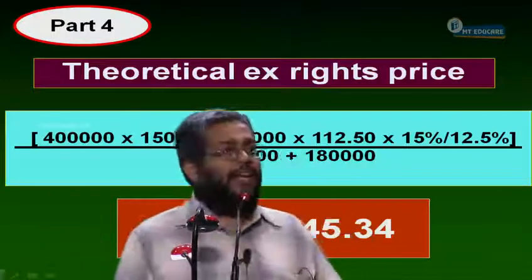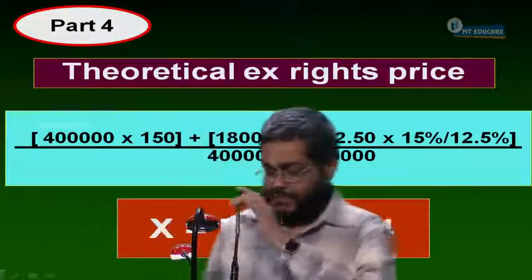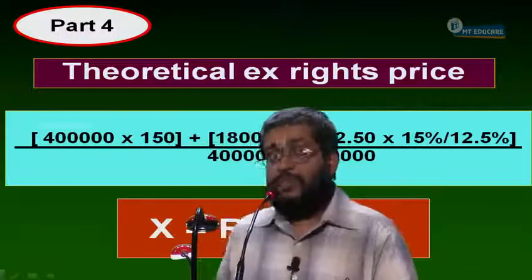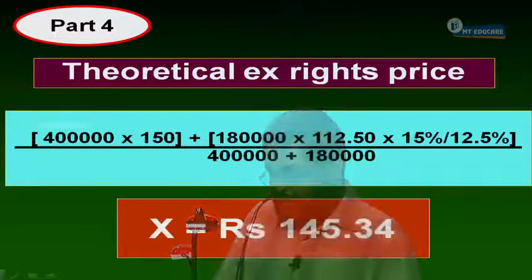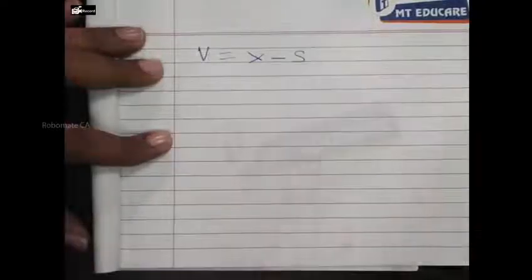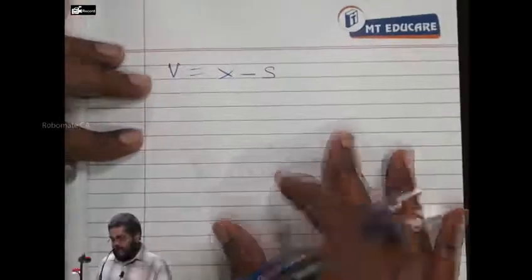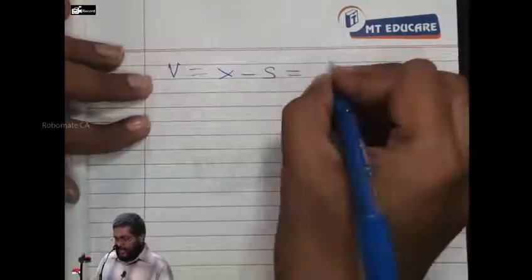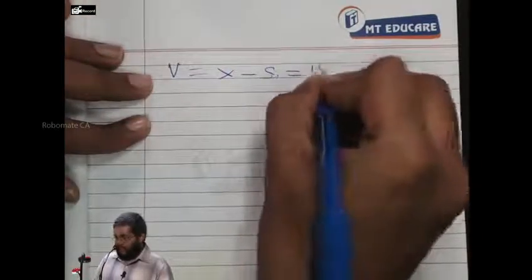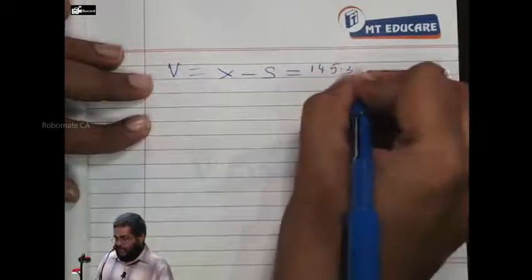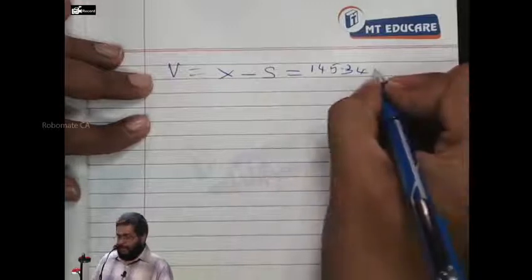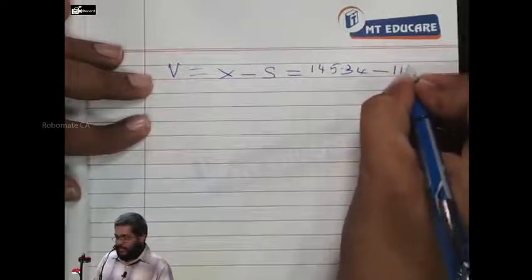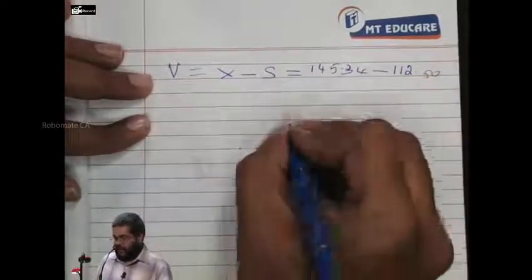Underline that. Value of right is equal to X minus S. Value of right is equal to X minus S. What is X here? 145.34. The company share is worth 145.34 now. He purchased the share by paying how many rupees? 112.5.